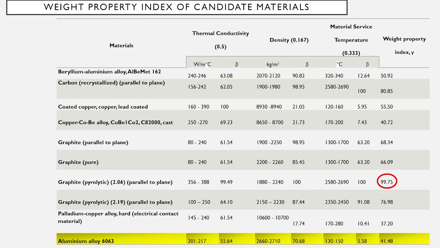And this material has the lowest density and highest maximum service temperature compared to other materials, although the thermal conductivity is slightly lower than the coated copper lead coated, but the other two properties are far more excellent than other materials. So we will choose this material to make our heatsink.